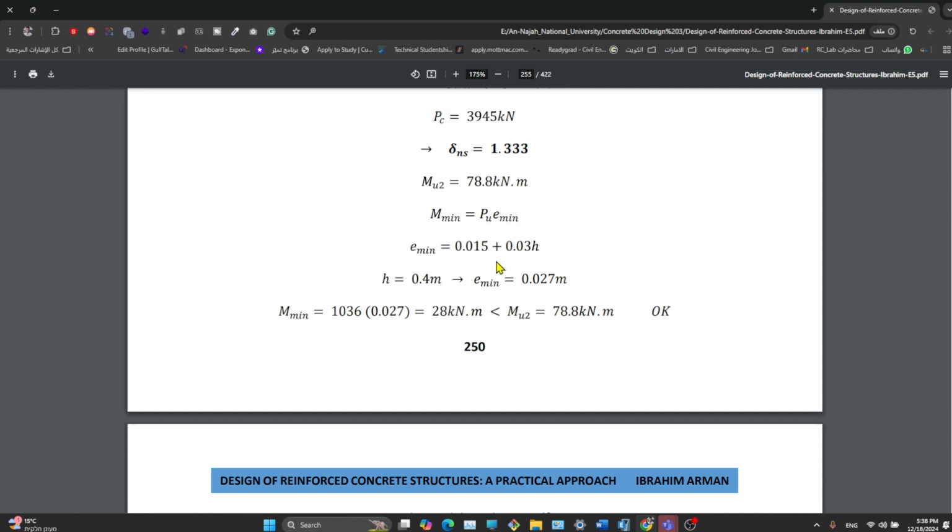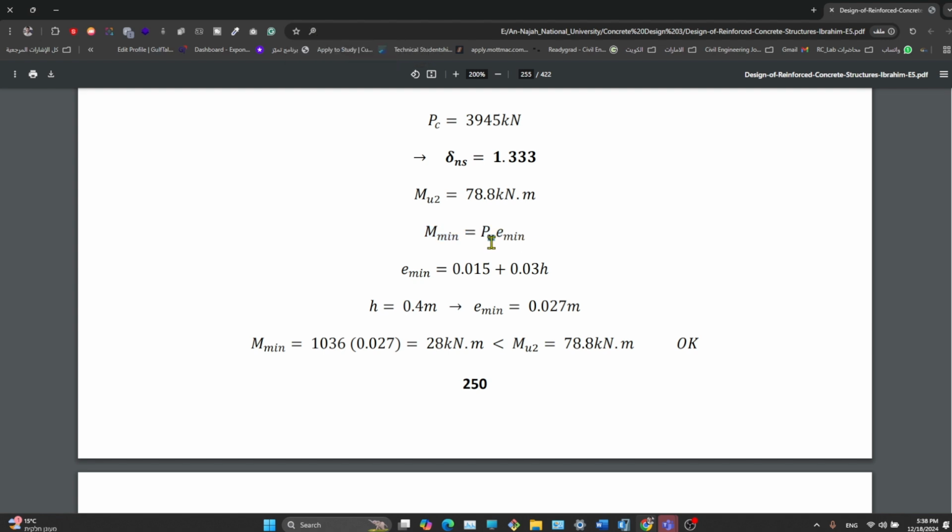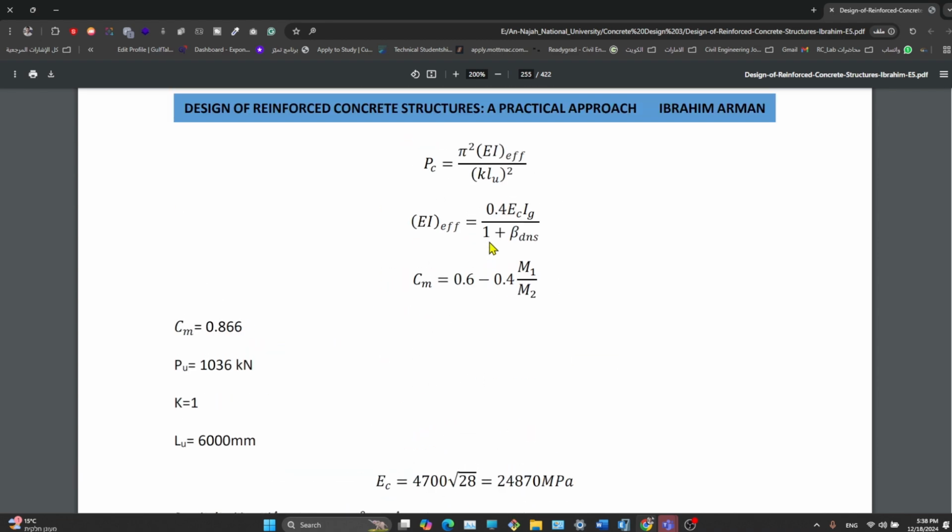Now, as a summary, we have computed the MC. Since we computed the MC, if you remember, we need to compare this MC with the minimum moment we need to consider, which is related to the minimum eccentricity. Is that right? Yeah. If I remember, MC should be more than a minimum, right? I don't know, maybe I remember it correctly.